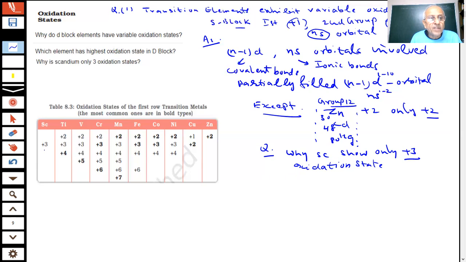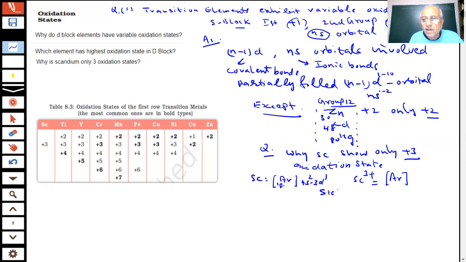I have shown here scandium is showing +3 oxidation state. What is the electronic configuration of scandium, students? Scandium is 21, so argon 4s2 3d1. If it becomes scandium 3+, then what does it become? Now it becomes argon.